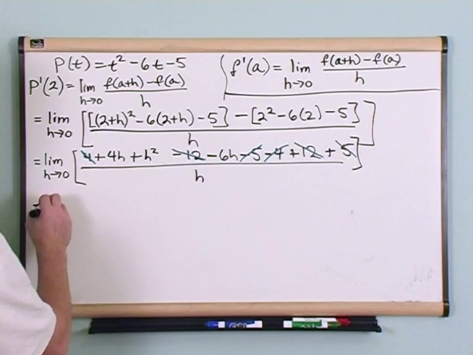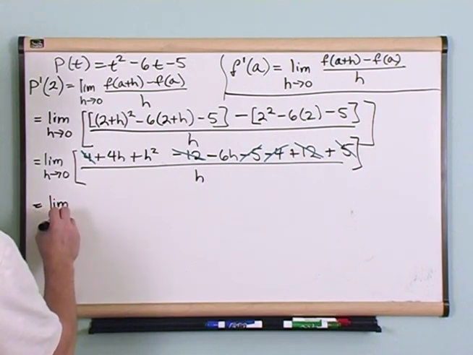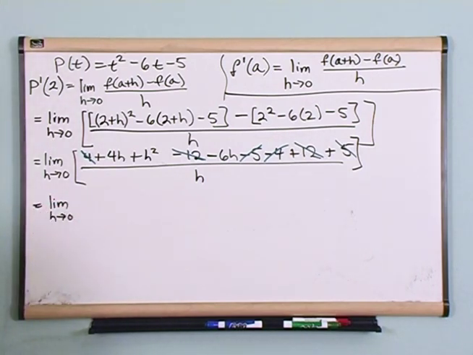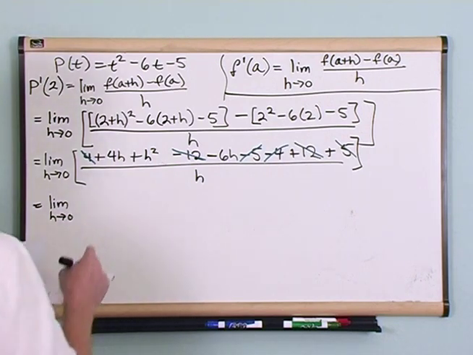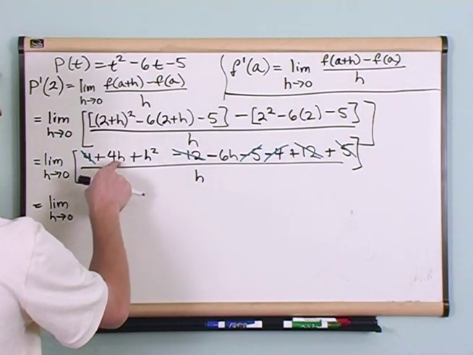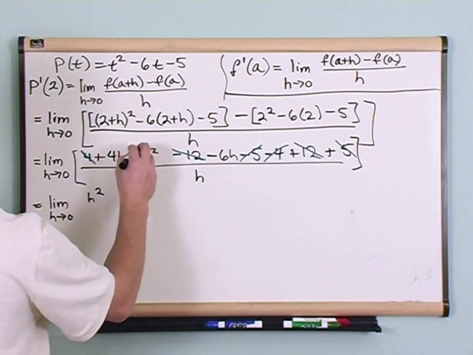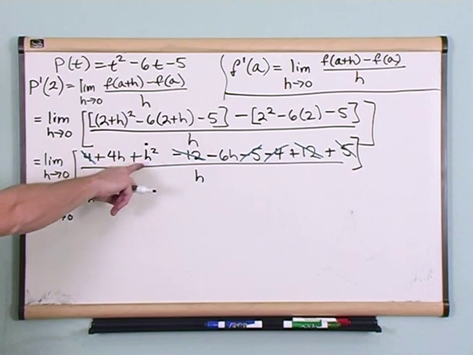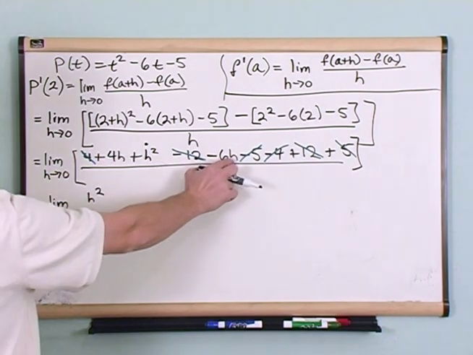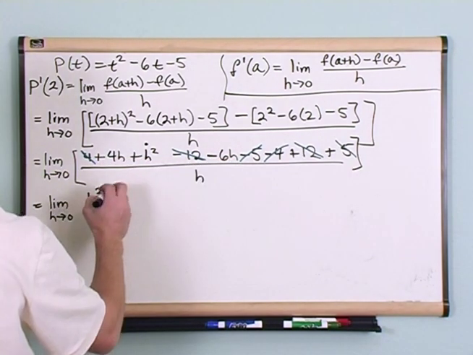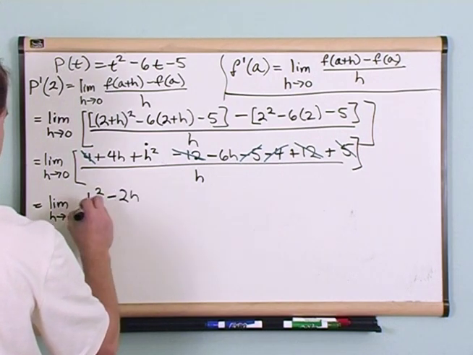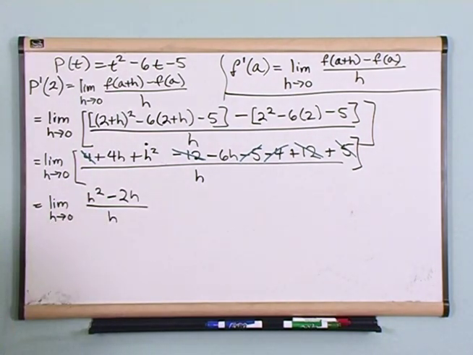So then I'm left with the limit as h approaches 0 of what I have here, which is h squared. That's this term here, so I'll put a dot over it just so I know that I've dealt with that term. But I've got 4h minus 6h, so I've got a minus 2h here on top, and then I've got an h on the bottom. Okay?